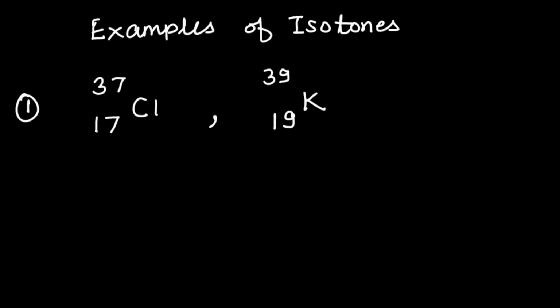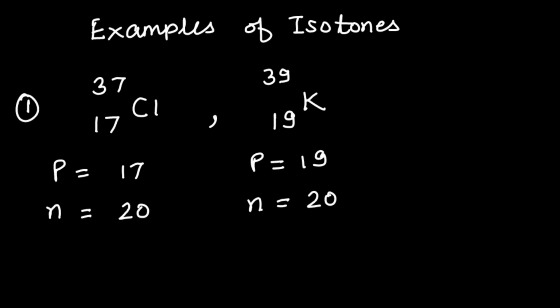17Cl37 and 19K39. Here the number of protons in chlorine is 17 and in potassium is 19, but the number of neutrons is 20 in chlorine and also 20 in potassium. So they are isotones.